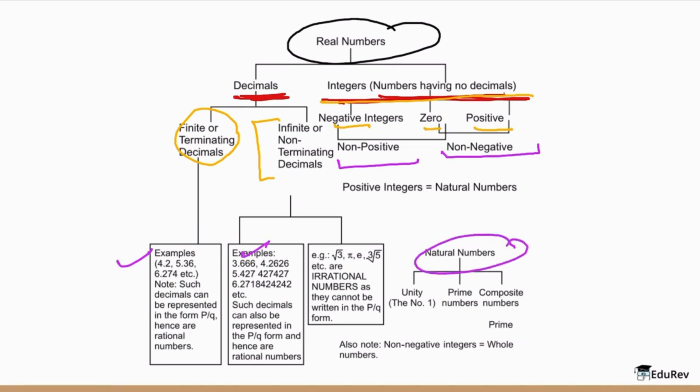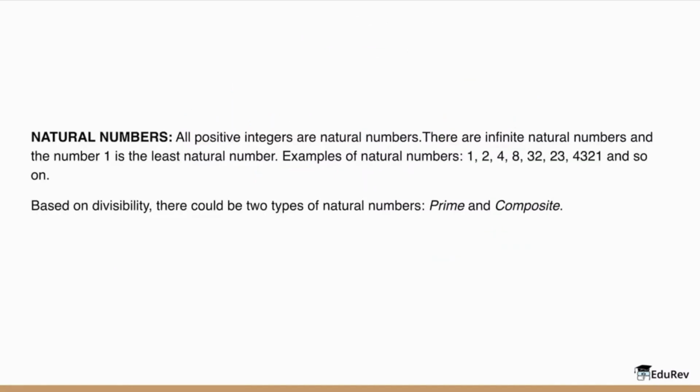Then natural numbers are subdivided into three categories, that is your unity, your prime numbers and your composite numbers, right? So all this is what we are going to study and learn step by step, building on the number systems. So let's start. The first thing is, what are natural numbers?